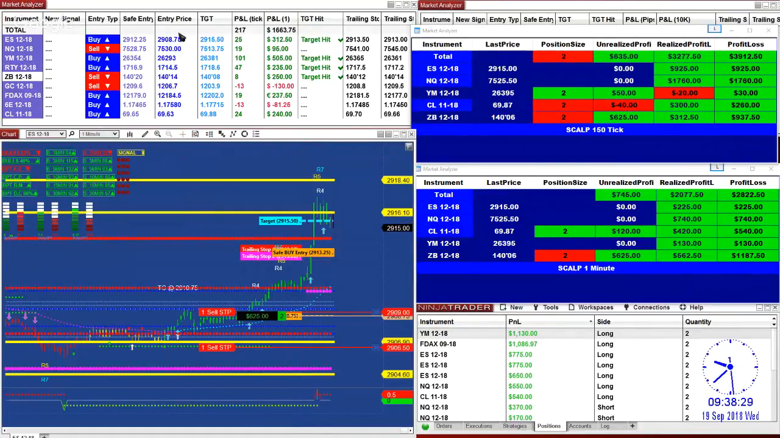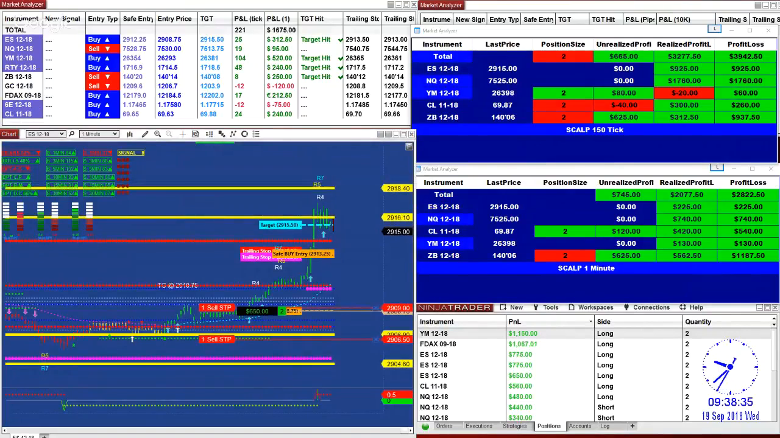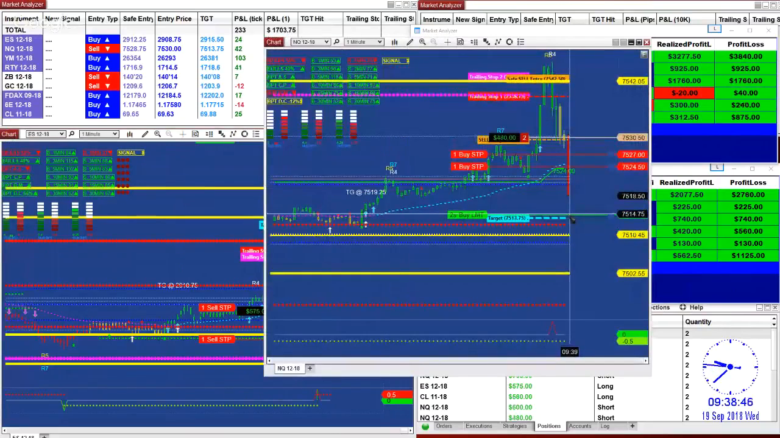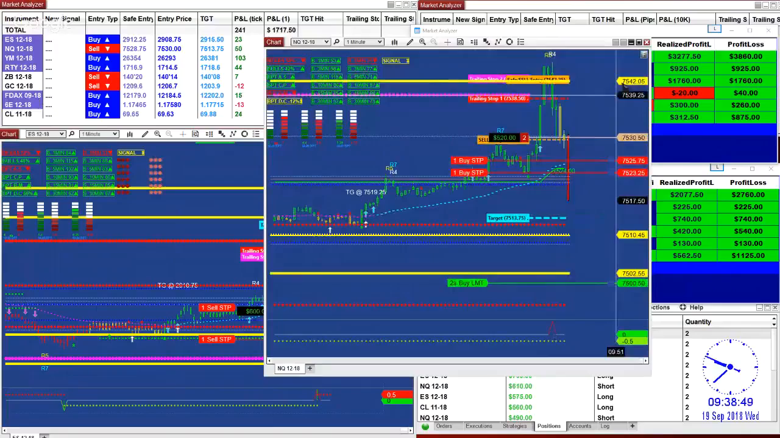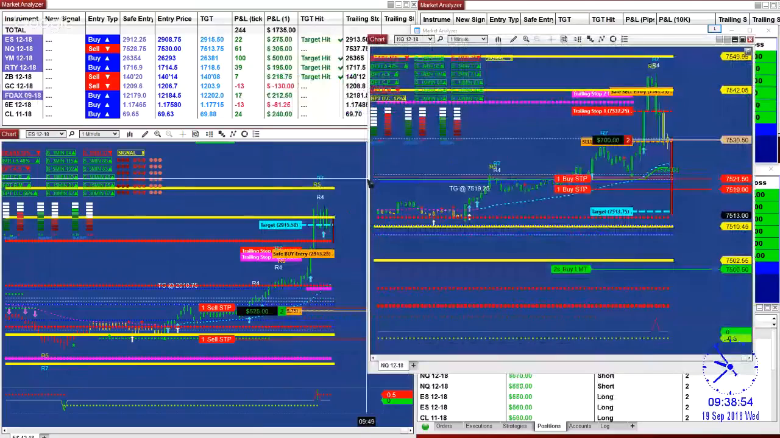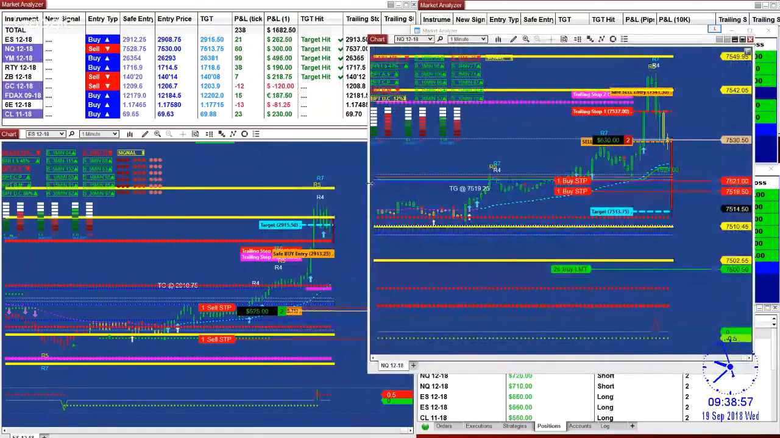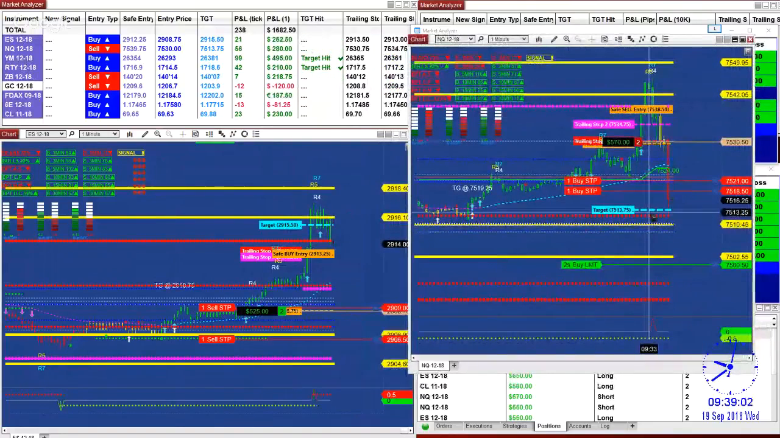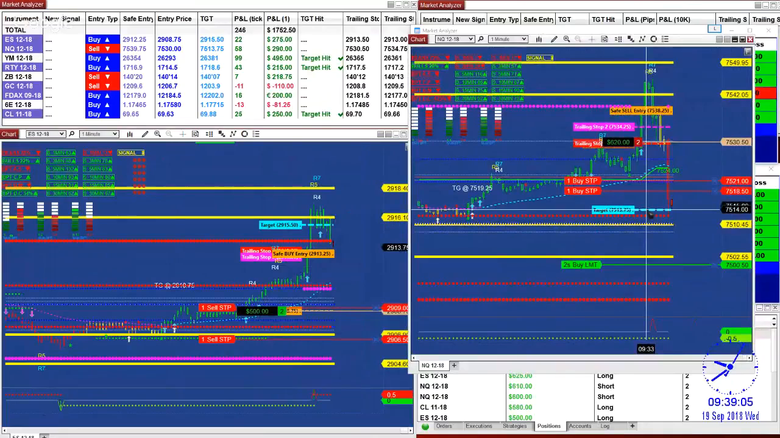So on the pullback re-entry, what we see on the market analyzer, we have a trade on the NASDAQ. Okay, so on the fully automated, you will exit here, and it's done. Okay, on the fully automated, that's where you will exit.